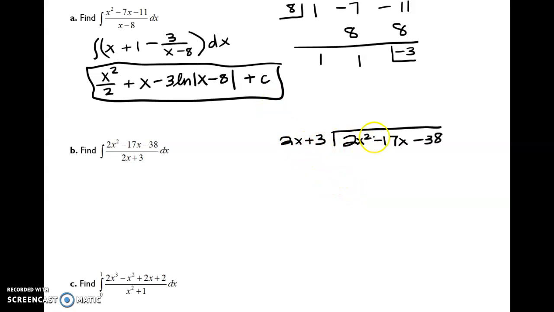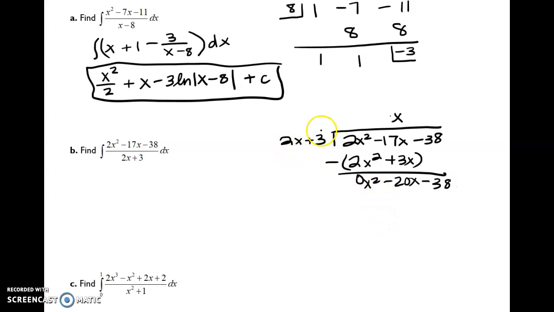So I'm looking for something that will cancel out this 2x squared when I multiply it by 2x plus 3. Look at your higher power term: if I multiply 2x by x, I would get this 2x squared. So I'm going to multiply by x, and put that in line over where your x's are. This is going to help you keep track of everything. X times 2x plus 3 would be 2x squared plus 3x. But remember, when we're doing division, we're actually subtracting both of those terms. So we have 2x squared minus 2x squared is 0x squared. Negative 17x minus 3x is minus 20x. Minus 38 will just come down.